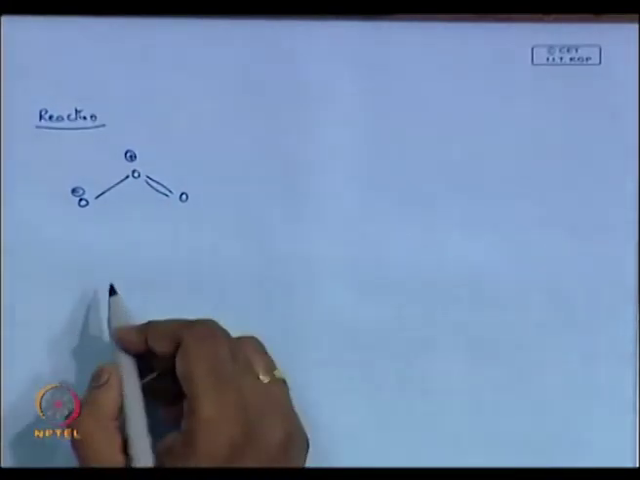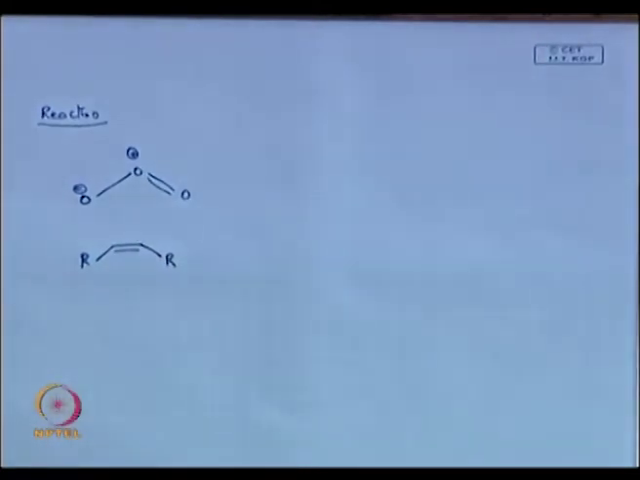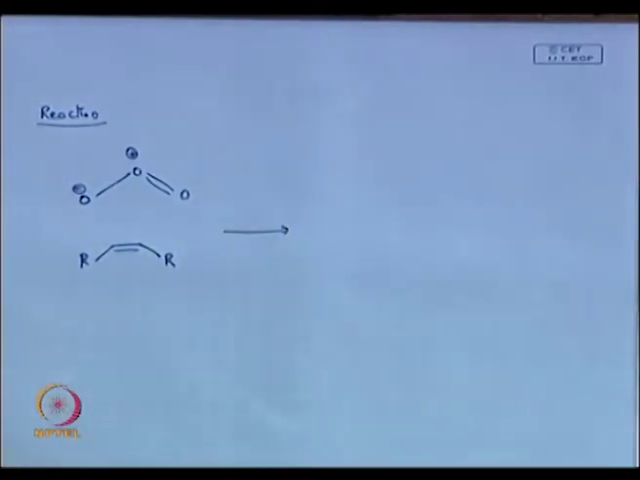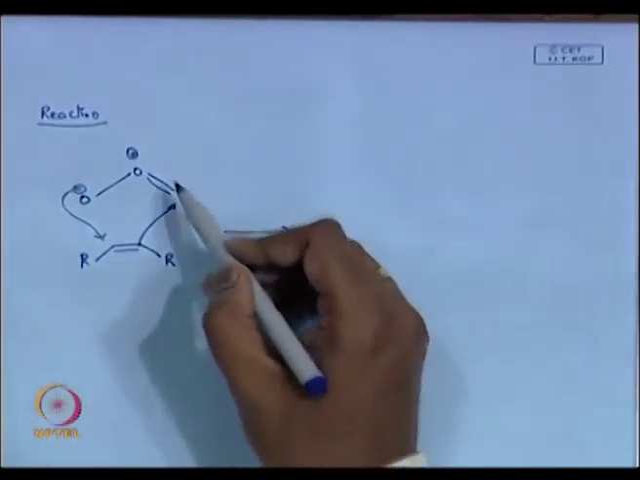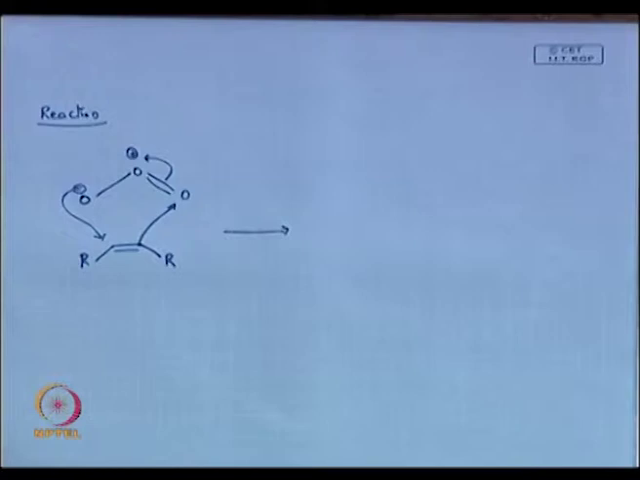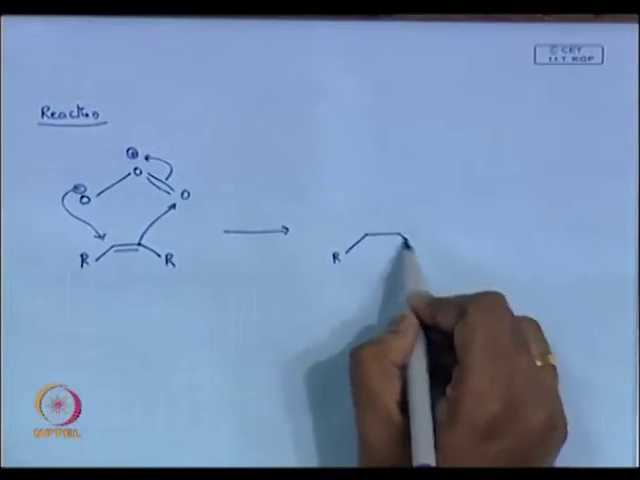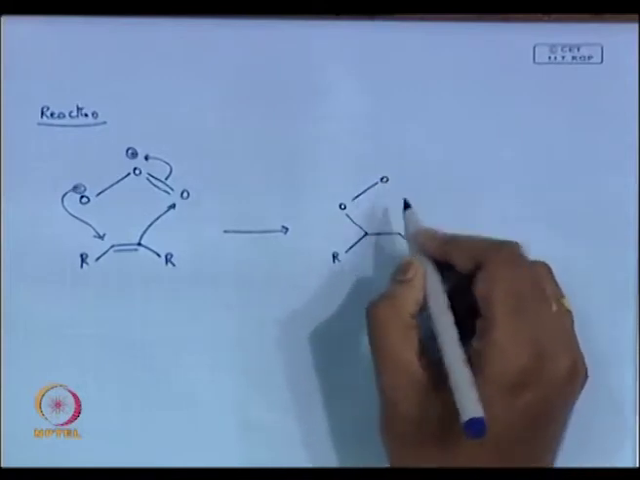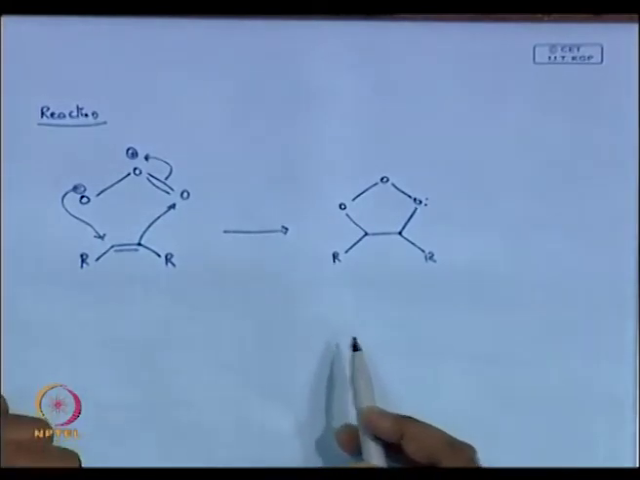Okay, you have this, take an alkene, right. So, what will your first step be? Your first step will be O minus, and then you attack here, and so what is this? This is an ozonide type of.